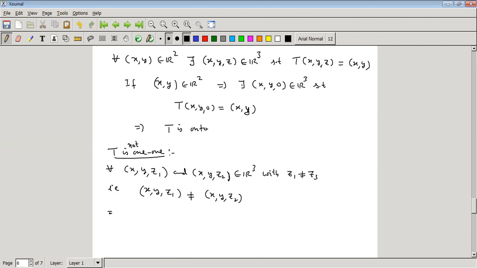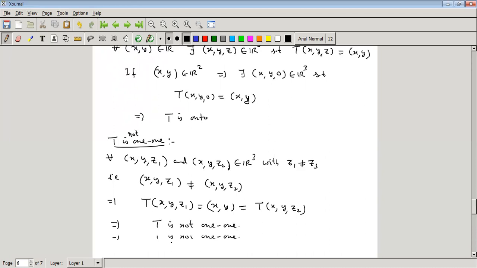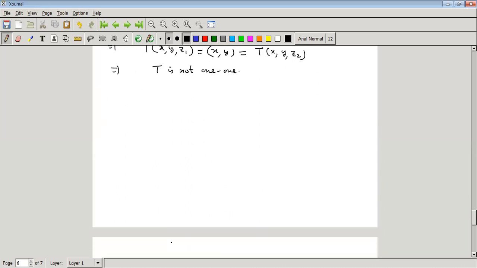This implies T(x, y, z1), what is the image of this? That is (x, y). And is it equal to T(x, y, z2)? Yes. The image of T(x, y, z2) is also equal to (x, y). So points in the domain are different, but their images are the same, and it is not 1-1. This implies T is not 1-1. So in this way, we can prove that T is onto, but T is not 1-1.